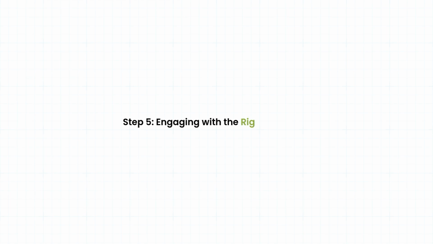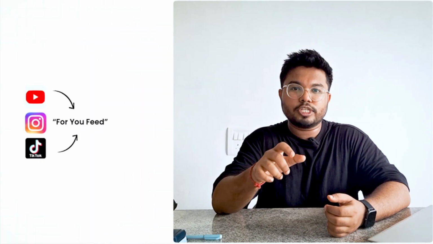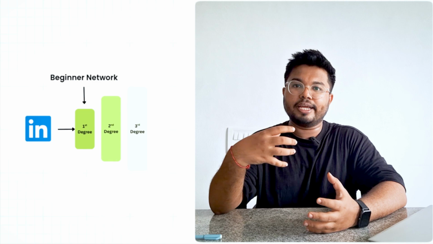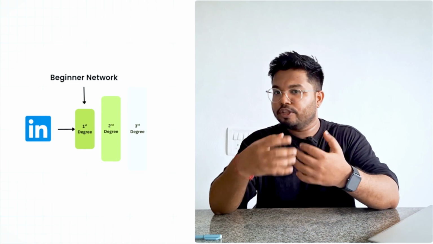Step 5. Engaging with the right audience. I know most people mess up at this part, rather than creating a content strategy for LinkedIn, YouTube, Instagram, TikTok. All these have a For You feed, but LinkedIn pushes content differently. On those platforms, content gets pushed to a wider audience based on virality. If something does well, it goes platform-wide. But LinkedIn's content distribution is different. LinkedIn has a strong bias towards showing the content to the people already in your network.